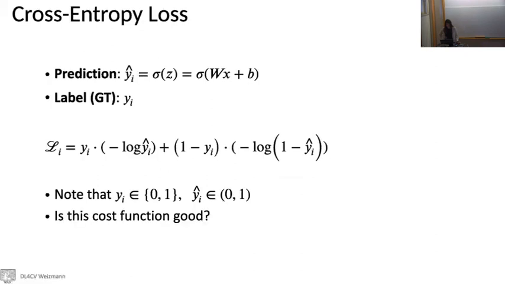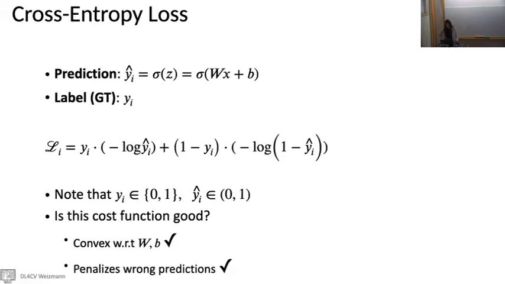So this is our cross-entropy loss. And it is good because, first of all, it is convex, since it's basically a log. You can think of it as a U-shape, not going down, with respect to W and B. And as we saw, it penalizes wrong predictions, and it is 0 for the correct predictions.